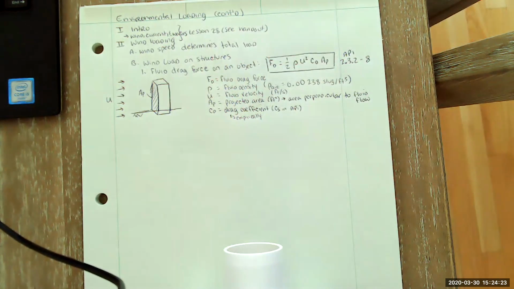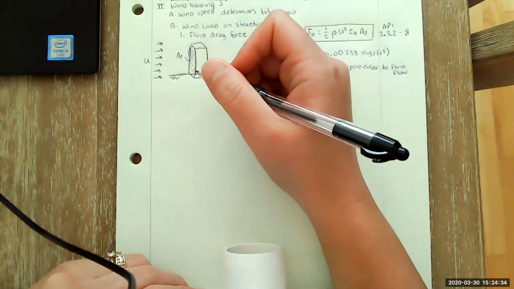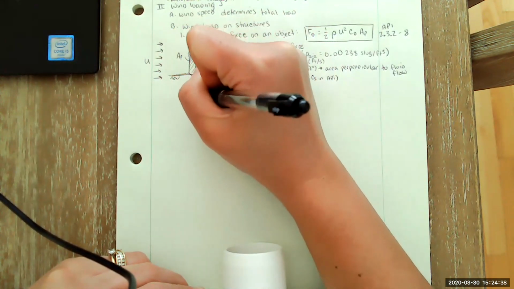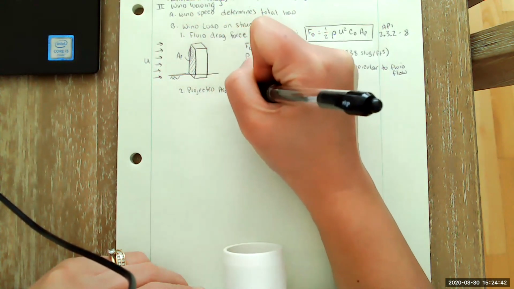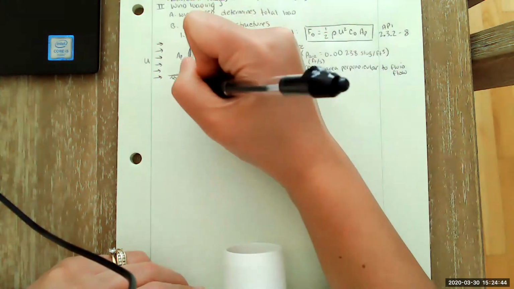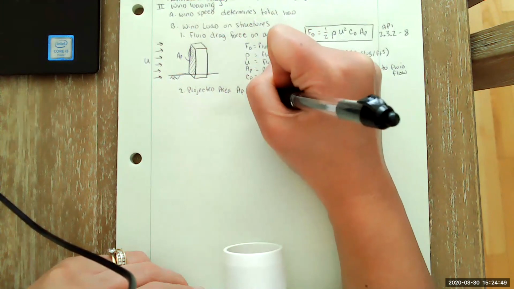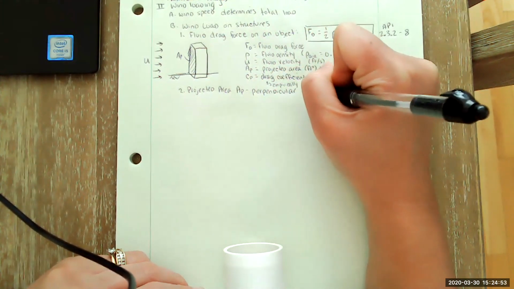And there's been a lot of research on drag coefficients. We'll talk about that a little bit more in a second. But first, let's talk about the projected area. I'm gonna shift down just a bit. And this will be number 2, our projected area, A sub P. Again, this is perpendicular to fluid flow.